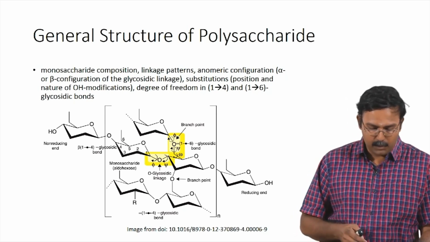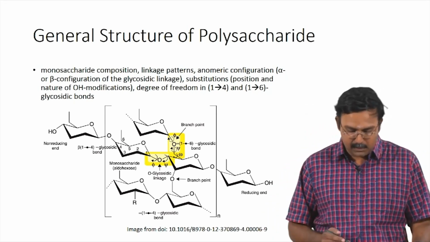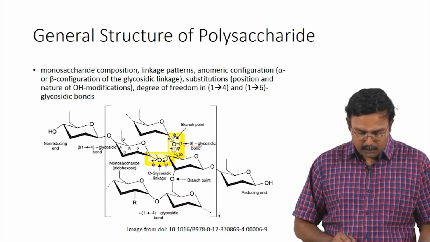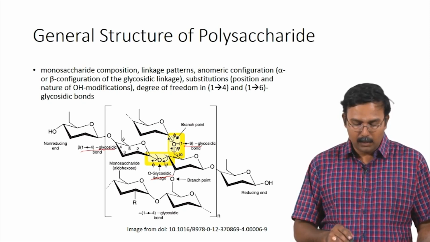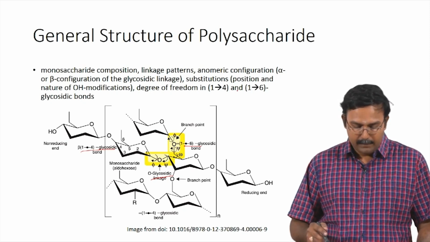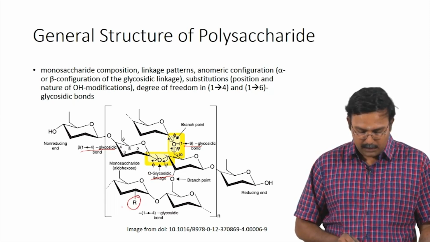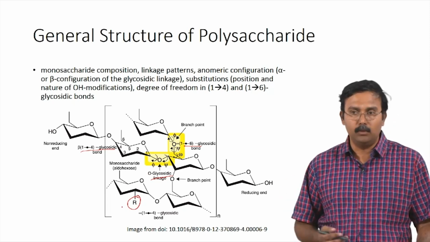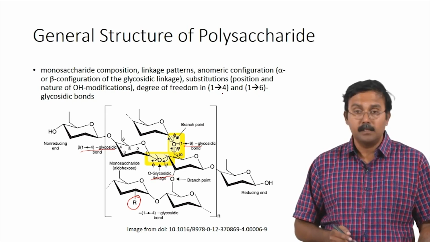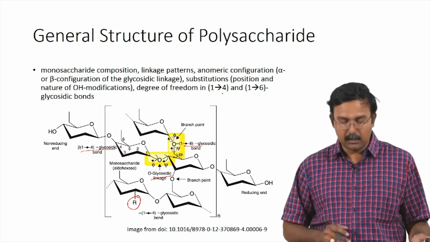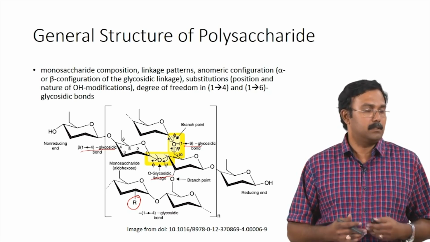So, this is the general structure of a polysaccharide. What you look at here is that there are different monosaccharide compositions that can be there, and you also have different linkage patterns. So, you have a 1,6 glycosidic bond here, you have the O-glycosidic linkage in general, a beta 1,4 glycosidic bond and so on. You can also have different substitutions in the position of the hydroxyl group. So, you have a hydroxyl group here, where you can have different substitutions with R, which could be any group, and you can also have different degrees of freedom because of these glycosidic bonds. This is a general structure, and you can keep changing it based on the groups and the monomers which are there. You will get different polymer structures, so different polysaccharide structures.